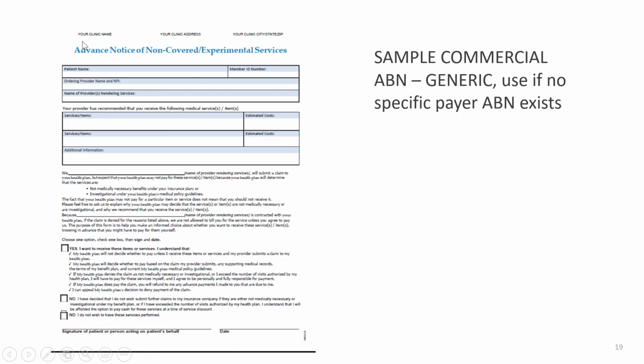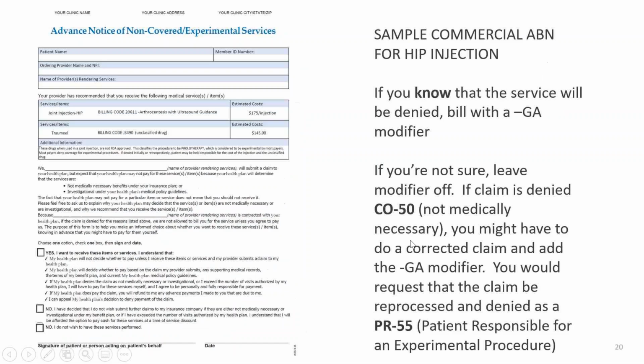You list your clinic information: clinic name, address, city, state, zip, and advance notice of non-covered services. You put the patient information at the top, the medical service or treatment that you're rendering, and any additional information about that treatment goes in the white box down at the bottom of the second table. And then after that, you would customize it for your clinic. And then the patient makes a choice. They want the services and they want the payer to be billed, or they don't want the services and they will pay cash for those services, or they do not want to have the services. And then the patient would sign that form.